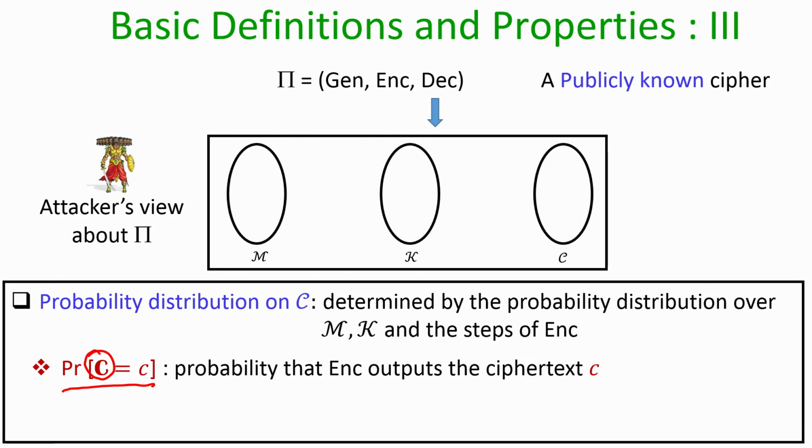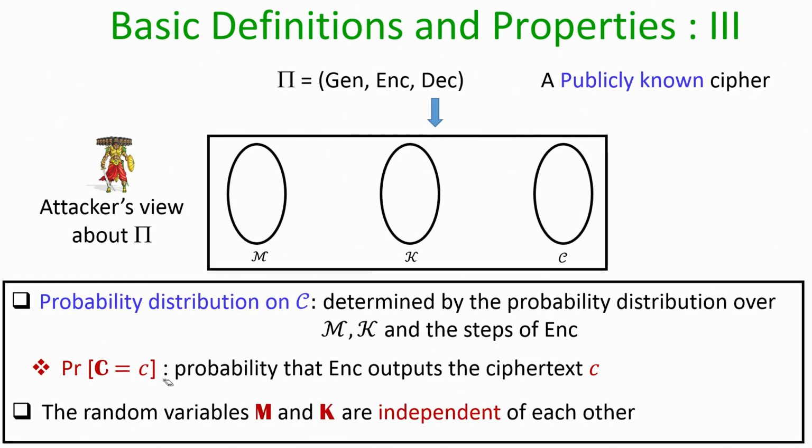Notice that the random variables M and K are independent of each other, because the key is obtained by running the key generation algorithm, which is run independent of what message is going to be encrypted by the ENC algorithm, whereas the random variable C depends upon the random value of the random variable M and the random variable K. So, now let us see a numerical example to understand these concepts in a better fashion.